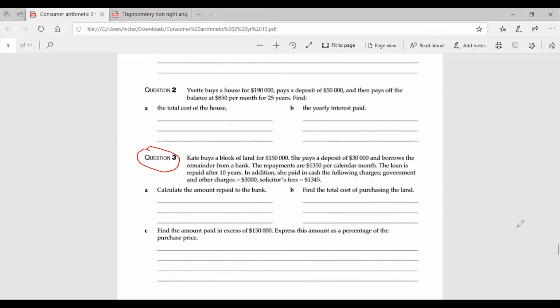So she had to pay $3,000 in government and $1,345 in solicitors. So what would we do to those? Add them? Yeah, we'd add them, right? Because they're just one-off charges. We don't need to add them every single month. We can just add them at the end, right? Perfect. So can I get you to calculate all of that?